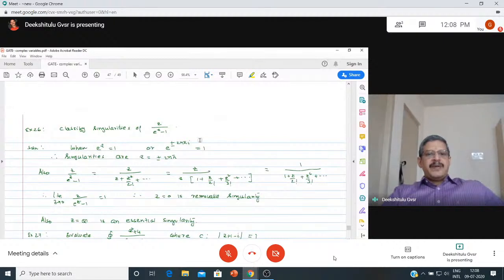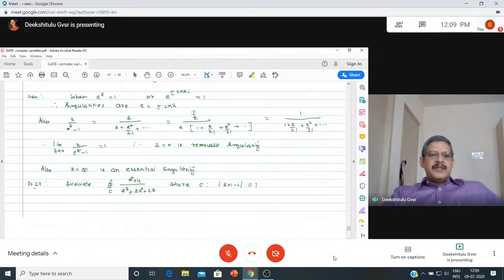Classify the singularities of z by e power z minus 1 is also one nice problem. Whenever the denominator becomes 0, e power z is equal to 1. And when does e power z become 1? Because cos 0 is 1, or cos 2 pi is 1. So e power plus or minus 2n pi i is cos 2n pi plus i sin 2n pi. Sin 2n pi is always 0, cos 2n pi is always 1. So singularities are whenever z is plus or minus 2n pi i, e power z becomes 1, then singularities come.